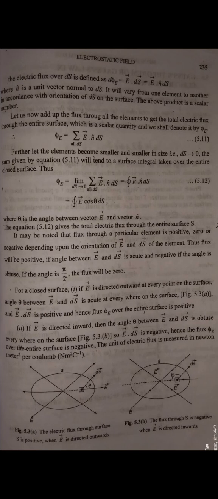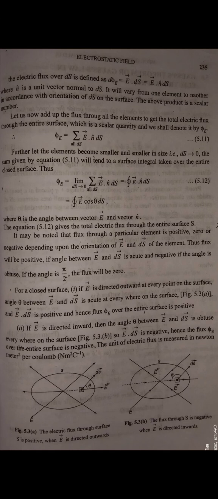The electric flux over dS is defined as dΦE equal to E vector dot dS vector, equal to E vector dot n cap dS, where n cap is a unit vector normal to dS. It will vary from one element to another in accordance with the orientation of dS on the surface. The above product is a scalar number. Let's now add up the flux through all the elements to get the total electric flux through the entire surface, which is a scalar quantity, and we shall denote it by ΦE. Therefore, ΦE is equal to the summation of E vector dot n cap dS. This is equation number 5.11.